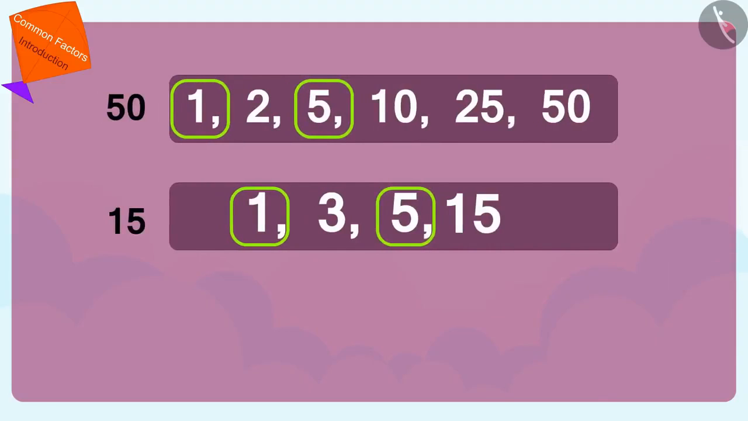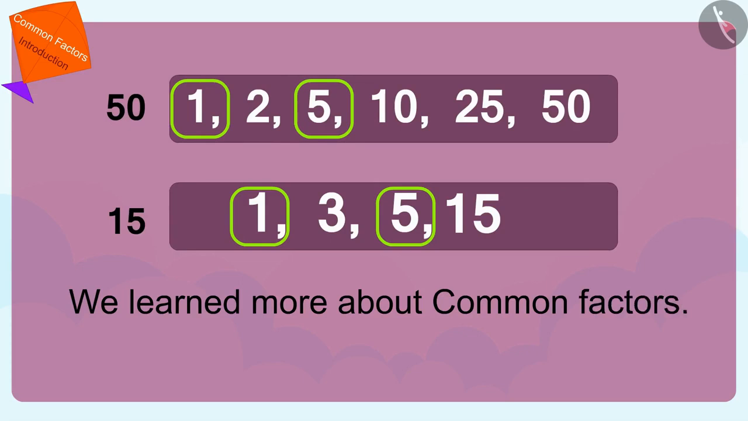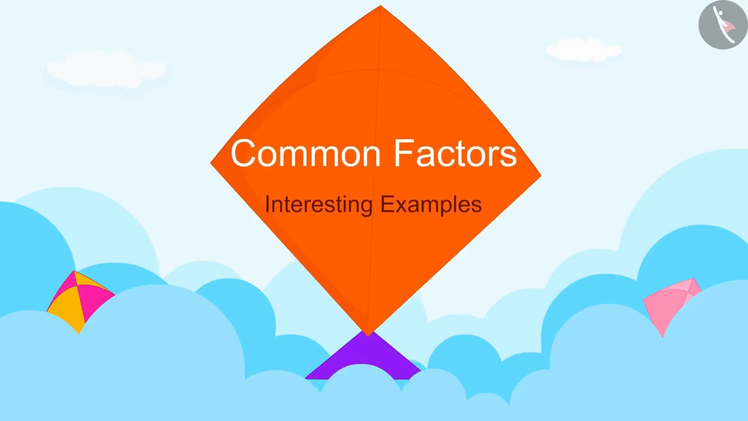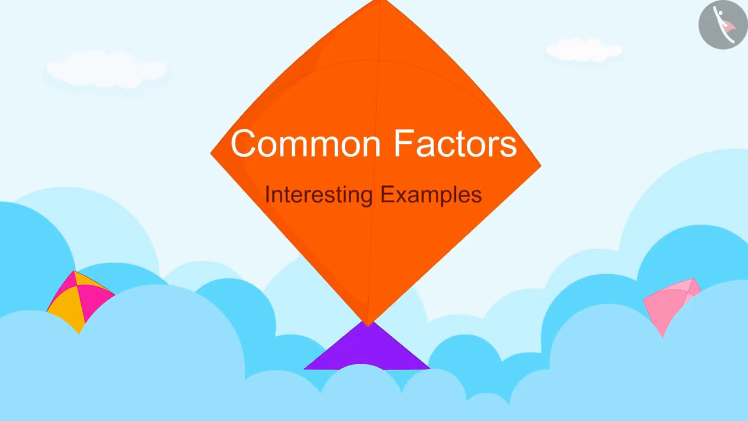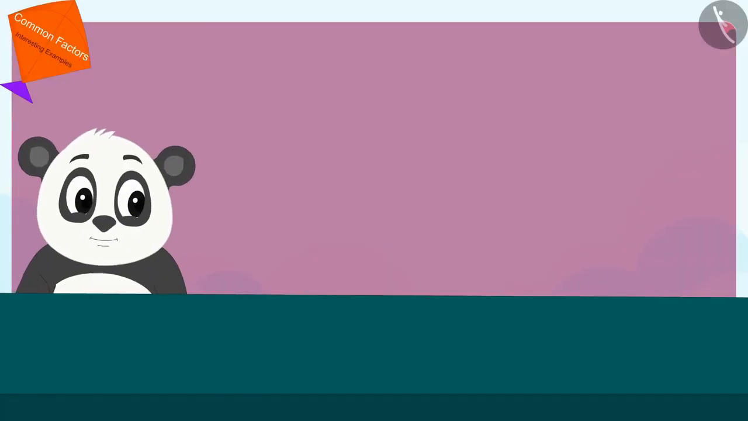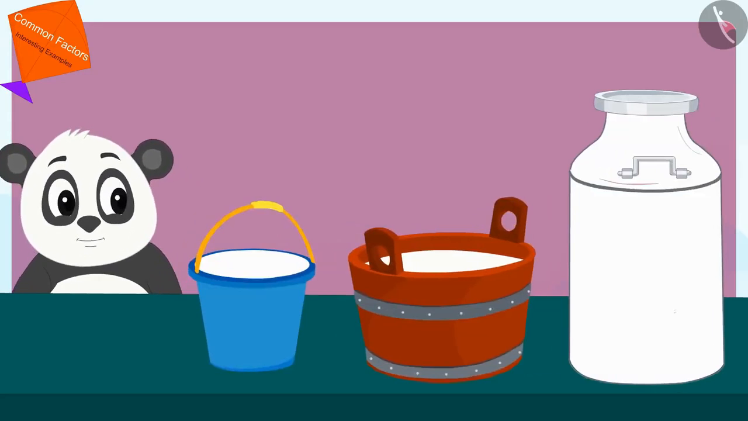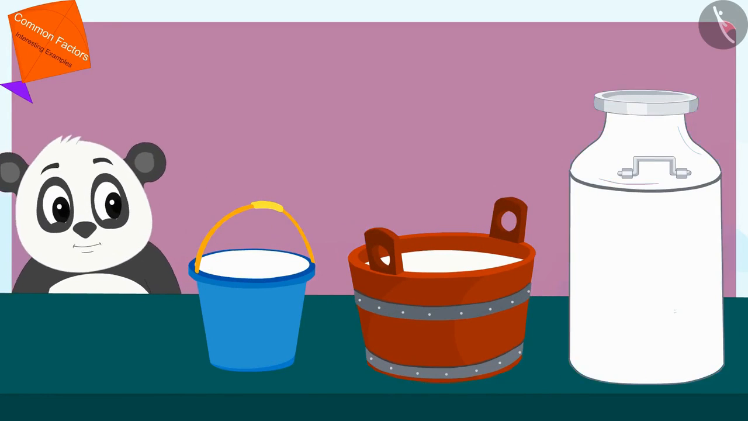Hello kids! In the previous video, we learned more about common factors. In this video, we will learn more about common factors by some interesting examples. Golu has 12, 18 and 24 liters of milk filled in different pots.